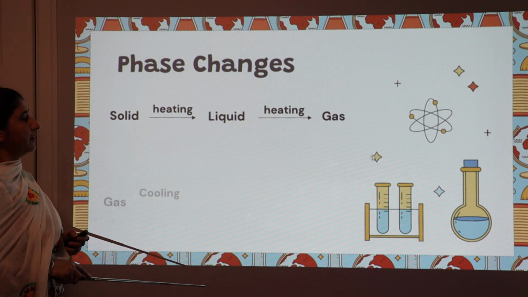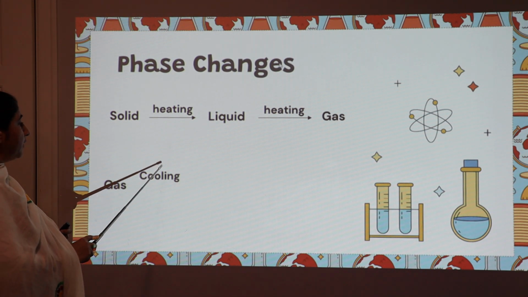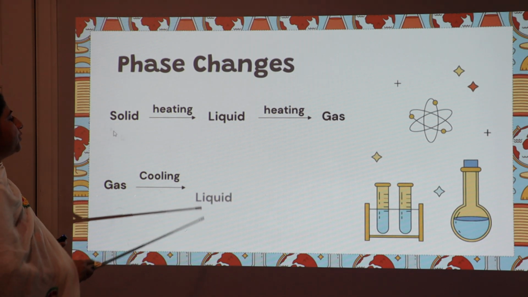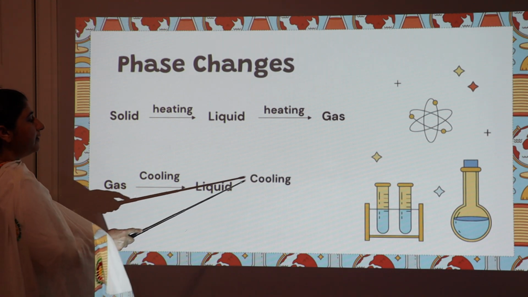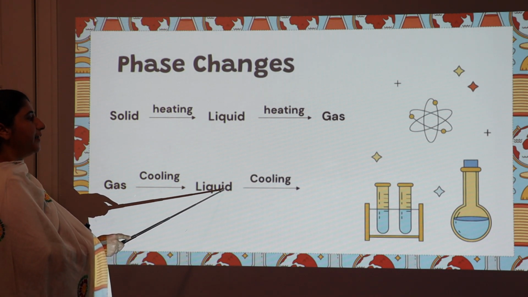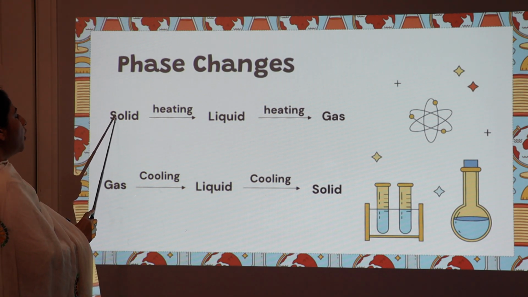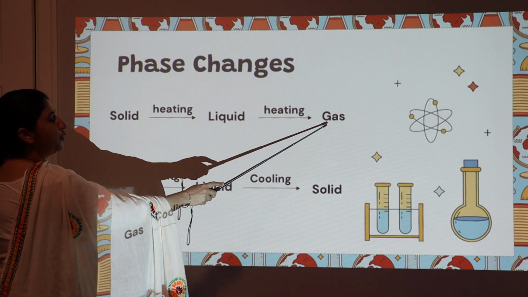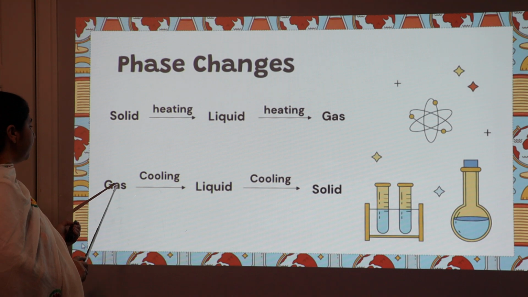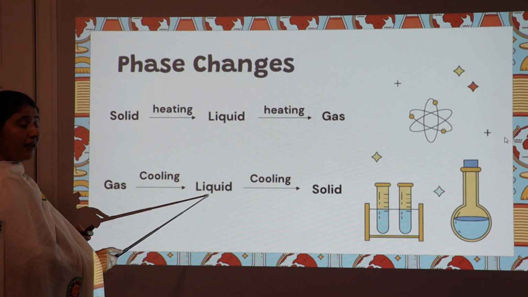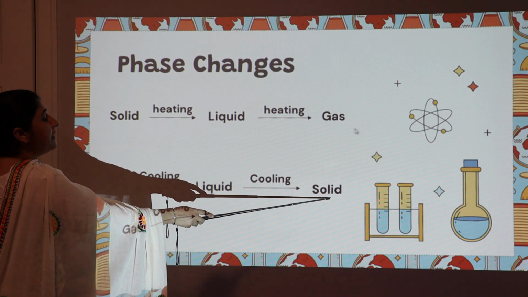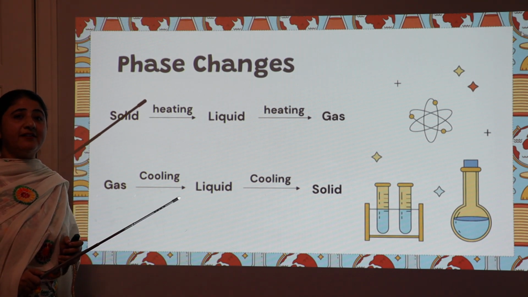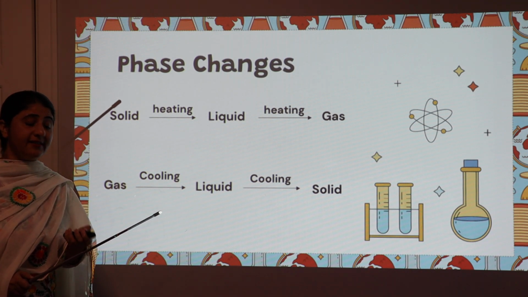In the reverse direction, on cooling the gas, means decreasing the temperature, the gas is converted into liquid, and on further cooling the liquid is converted into a solid. Means on increasing the temperature, solid is first converted to liquid and liquid is converted to gas, whereas on decreasing the temperature, the gas is converted into liquid and the liquid is converted into solid. So these are the physical changes. The physical changes basically take place on increasing or decreasing the temperature.